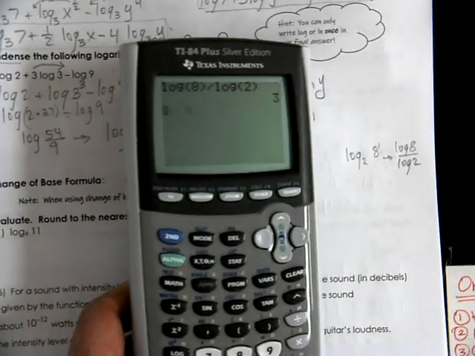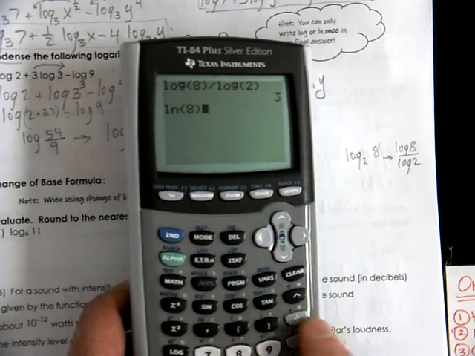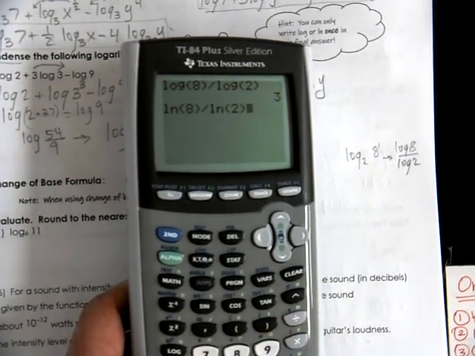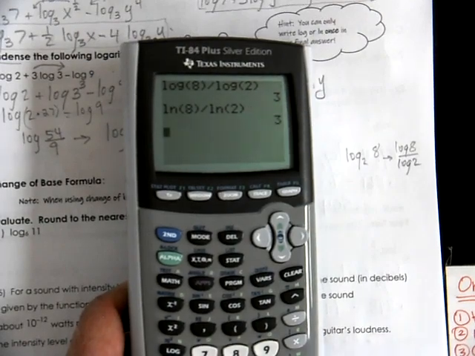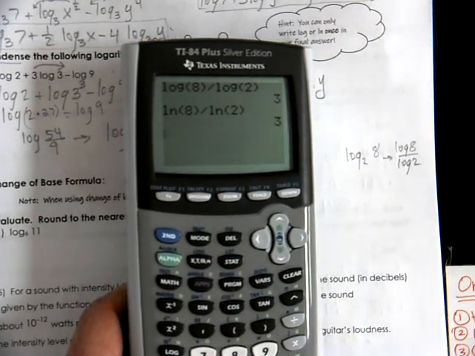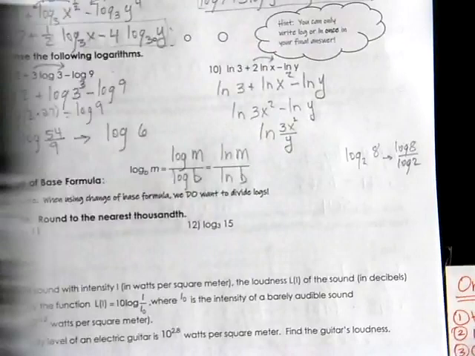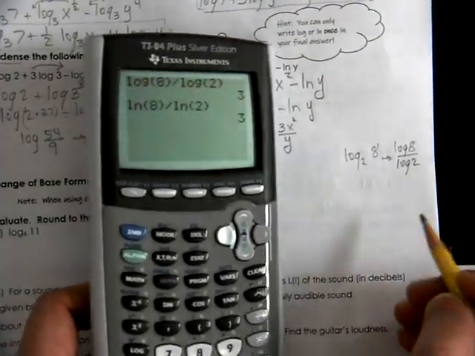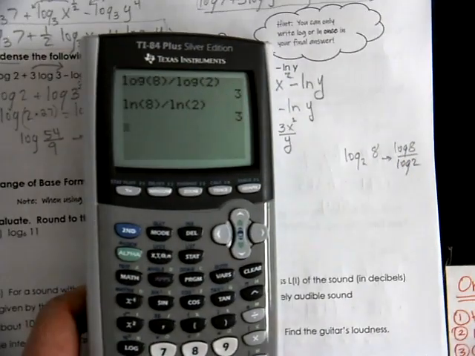So we can try it. Natural log of 8, close the parenthesis, divided by natural log of 2, close the parenthesis if you wish, and hit enter. You're going to get 3. Did you put one of them as ln and one of them as log? No, your bases need to be the same when you do your calculation.